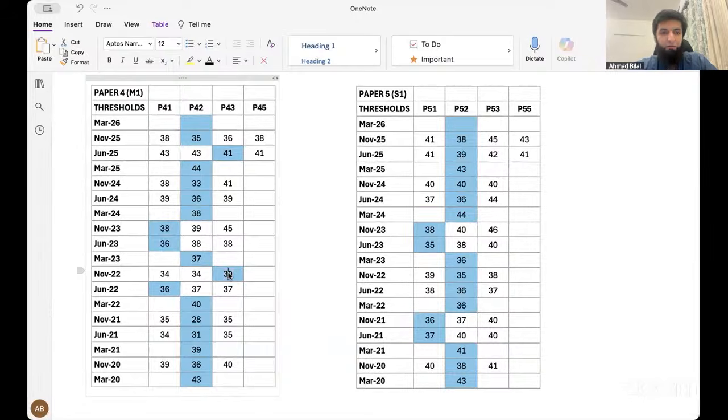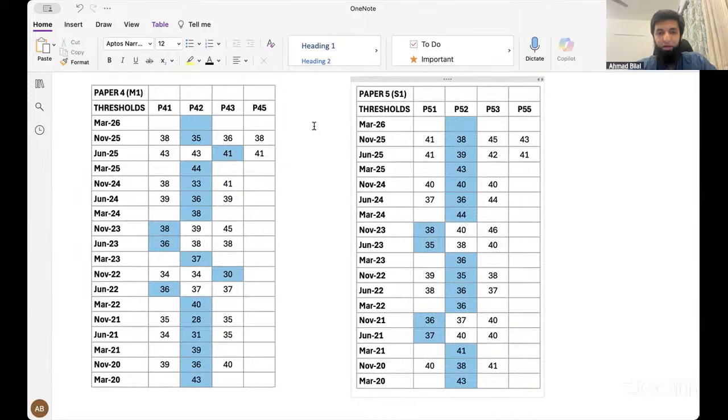You see 30 for an A in November 2022. The rest are kind of okay. 33. This is one of the more difficult papers that you'll find in the past papers. 28 threshold for an A for an M1, November 2021. That's pretty low, right? Similarly, you've got it for S1 as well on the right side.